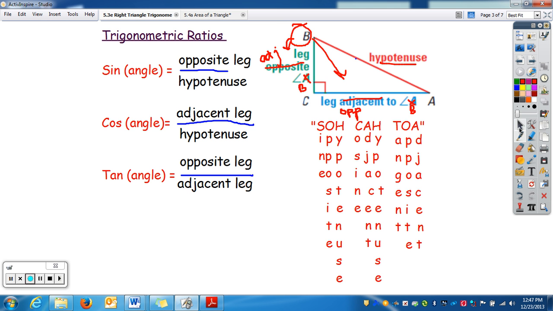Now to help us memorize it, wonderful math teachers have come up with this saying called SOHCAHTOA. SOHCAHTOA helps you memorize what the three trig ratios are. S stands for sine, which means opposite over hypotenuse. Cosine means adjacent over hypotenuse. And TOA means tangent is opposite over adjacent. This helps you memorize these so you're not doing just strict memorization.